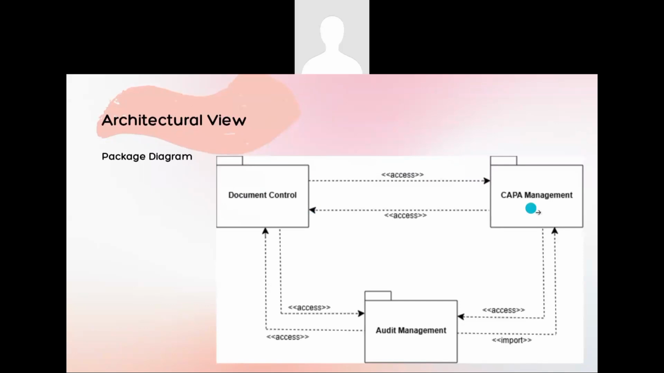And our CAPA management view layer consists of CAPA entry page, investigation page, and action plan dashboard, while the domain layer consists of CAPA controller, root cause analysis logic, and notification service, and the data access layer consists of document repository.